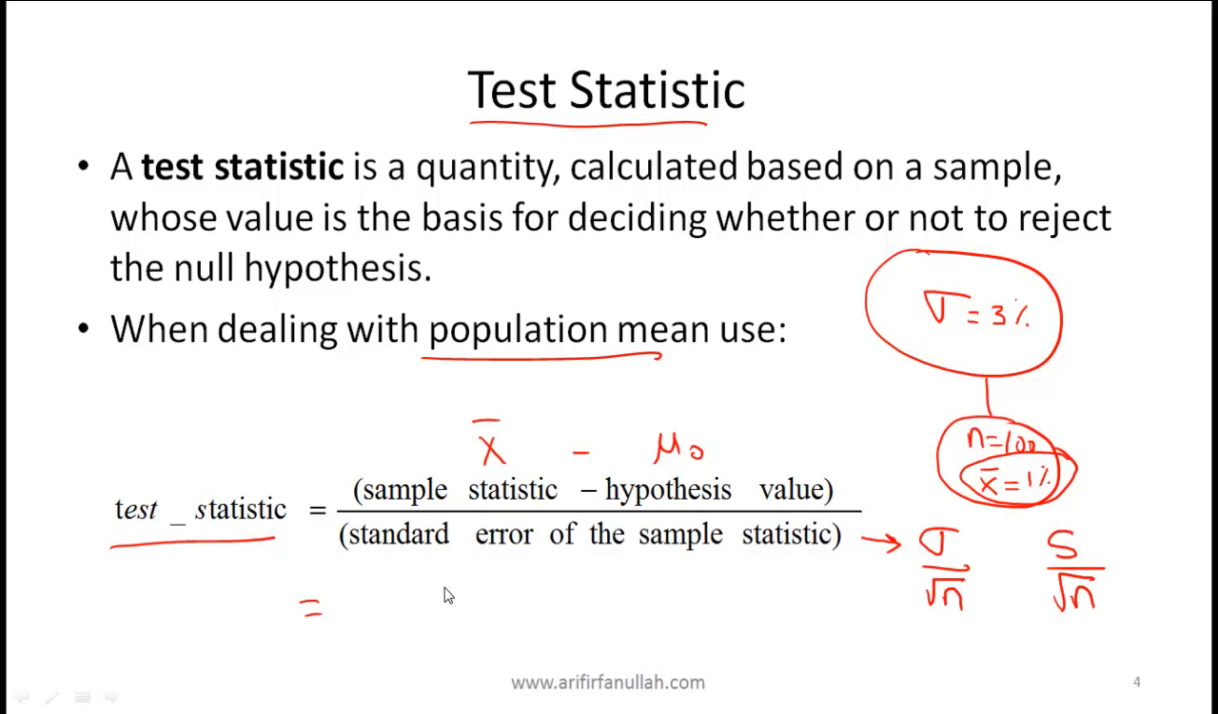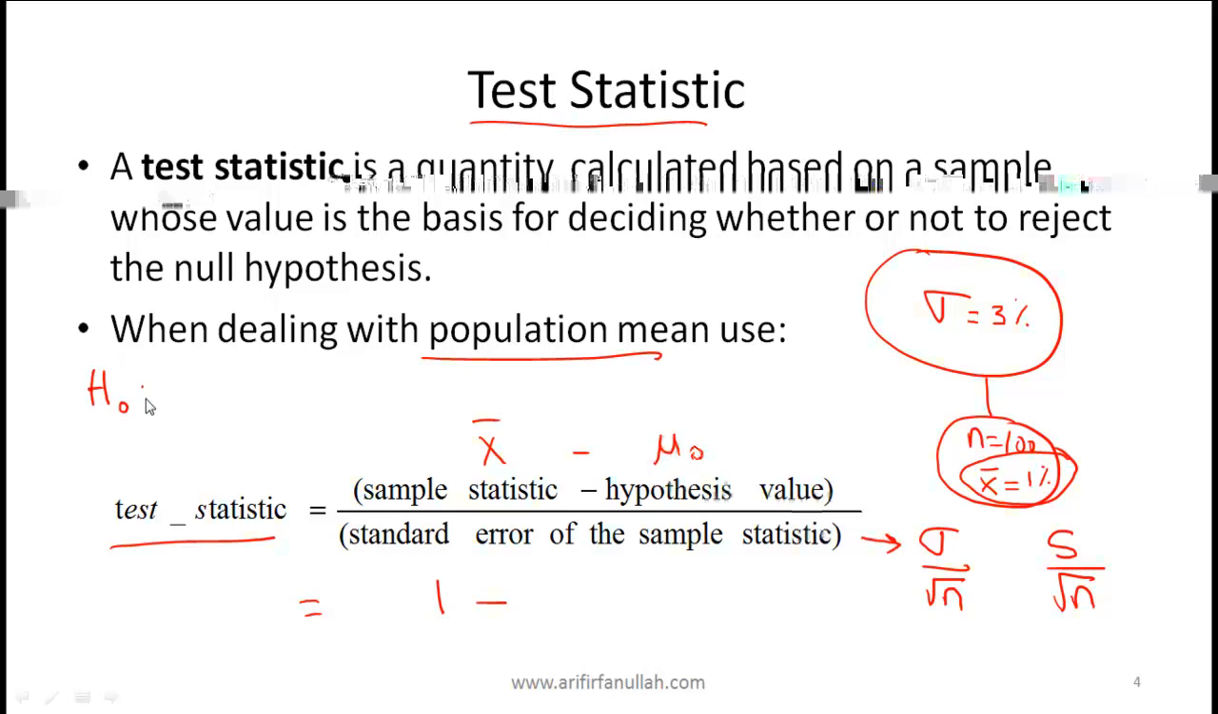So in our example, what is the test statistic? We calculated the sample statistic as 1%. So 1% minus mu naught. Our hypothesis value was that mu naught is equal to 0. So I'll just write this again for your reference.